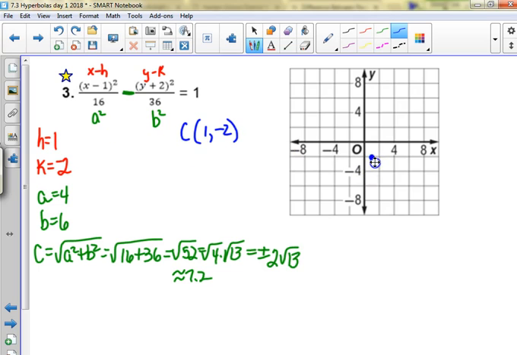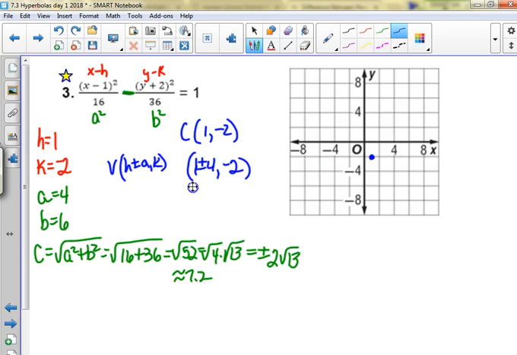Left and right 4. So 1 plus or minus 4, comma negative 2. Is that the recipe for the vertices, guys? Vertices, when it's opening sideways, it says h plus or minus a, comma k. Did we do that right? 1 plus or minus 4.